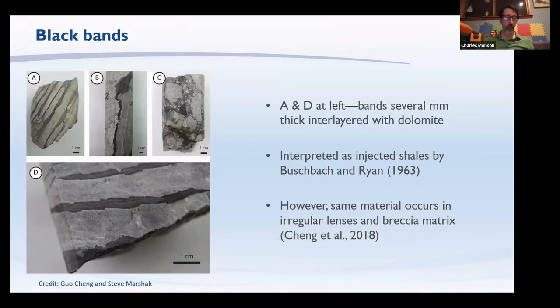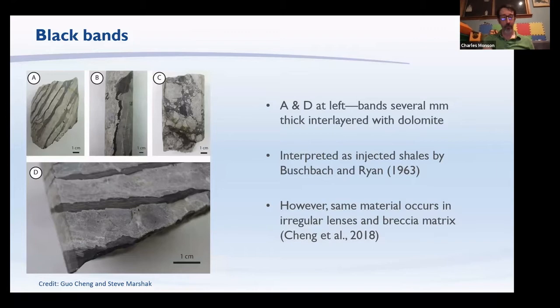But as we were going through the core again for this most recent project, people started to notice it wasn't always behaving like shale. It wasn't just in little flat, shaley looking layers. Sometimes it was interlayered in very strange ways with little dolomite layers. Sometimes it was filling fractures. Sometimes it actually formed a matrix in breccia, formed weird irregular lenses. It didn't quite seem like it was always acting the way injected shales would act, which was the Bushback and Ryan model.